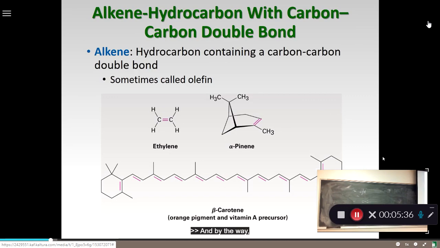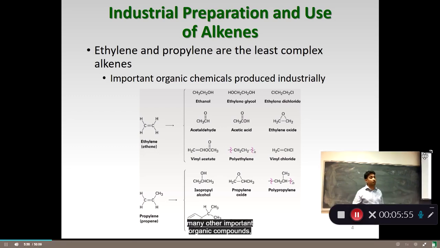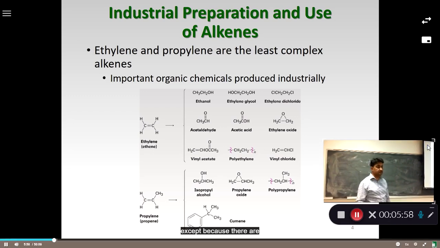And by the way, alkenes are sometimes called olefins. Alkenes are also known as olefins in nature. The other important thing about alkenes is that they are highly reactive, or you can say they are a precursor for many other important organic compounds.